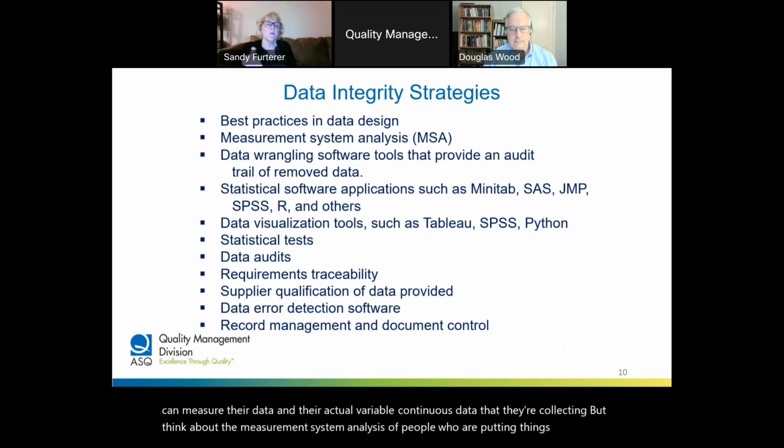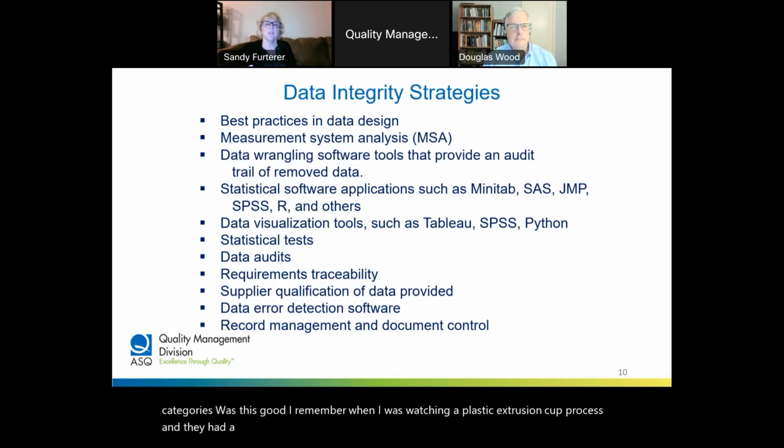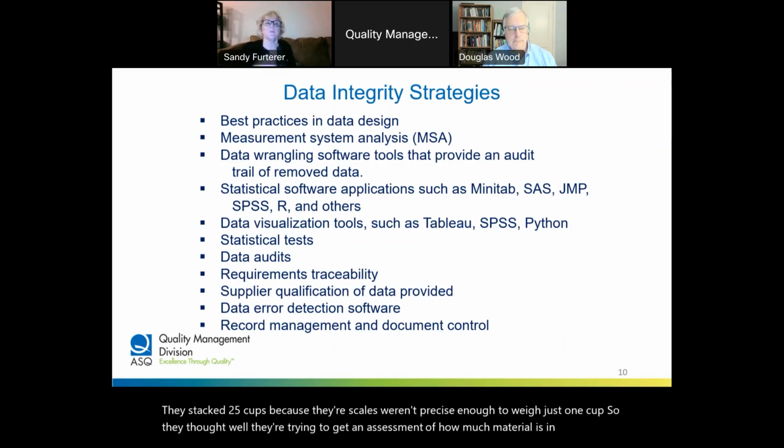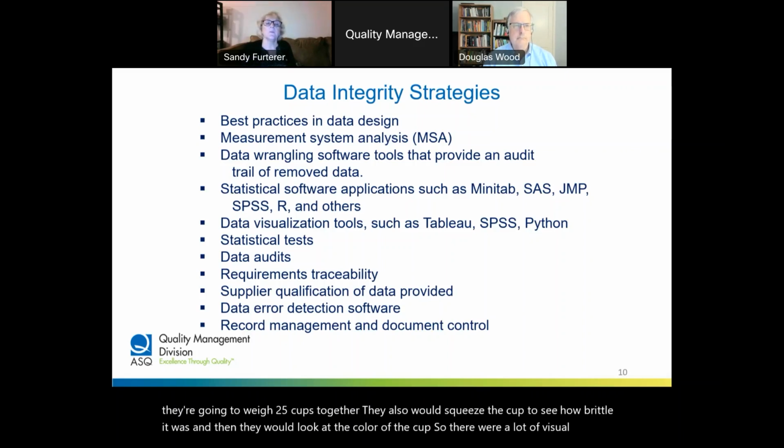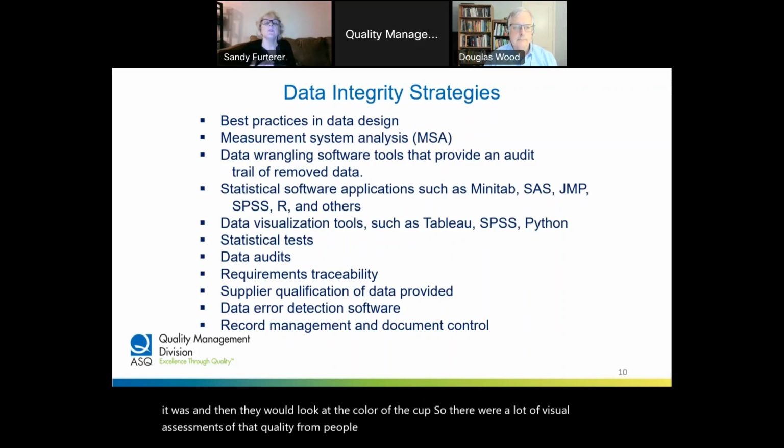Was this good? I remember when I was watching a plastic extrusion cup process, and they had a couple quality checks at the end of the line. One was weighing, except that they stacked 25 cups because their scales weren't precise enough to weigh just one cup. So they thought, well, they're trying to get an assessment of how much material is in here, and they're going to weigh 25 cups together. They also would squeeze the cup to see how brittle it was, and then they would look at the color of the cup. So there were a lot of visual assessments of that quality from people who'd been on that line forever, but there could have been new people as well.